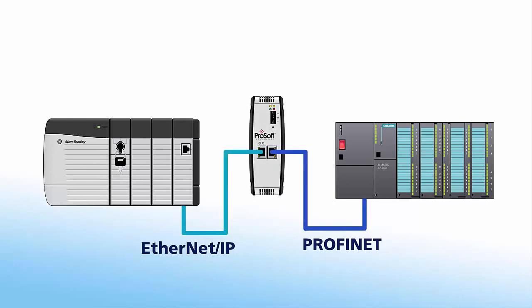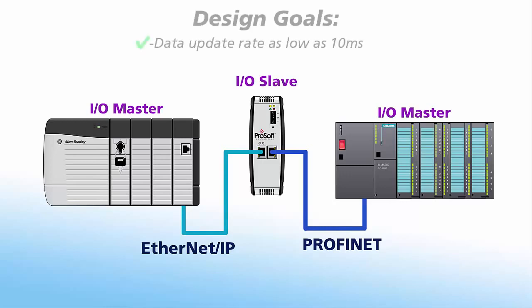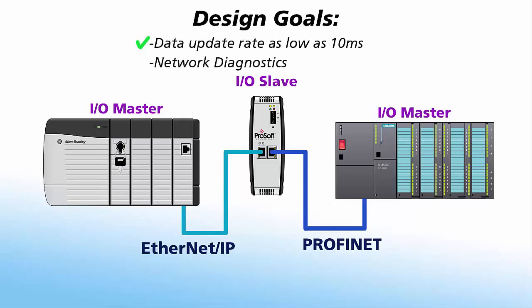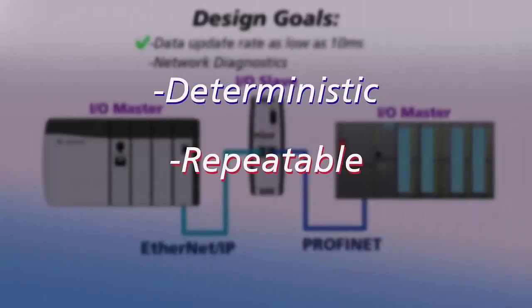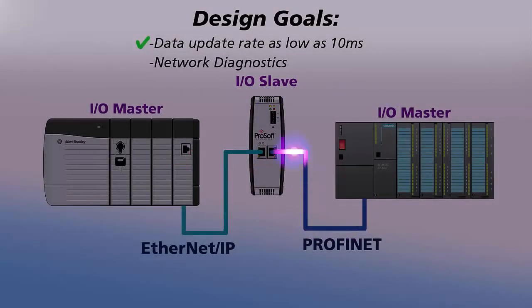By configuring an I/O message on each side of our gateway, we can ensure communication speeds between the PLCs as low as 10 milliseconds. We also need to be able to use the PLC programming software, or HMI, to view and troubleshoot communication issues. The thing to know about this method of communication is that it is very deterministic and repeatable, thus offering very fast and precise timing.